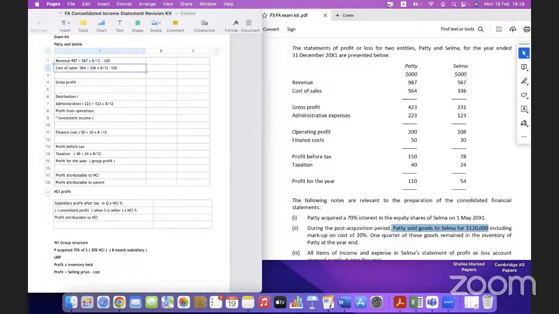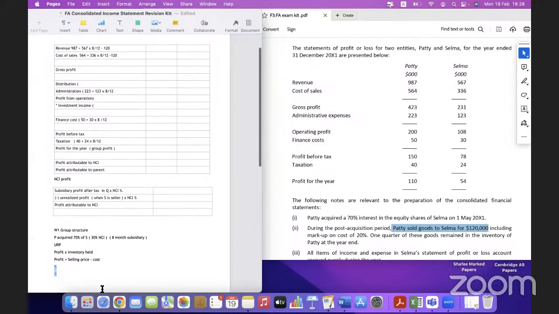Okay, now guys, like I said, don't forget, always when there is an intra-group sale and purchase, what will be the next adjustment always? The next adjustment will always be URP, exactly, unrealized profit. See, guys, including a markup of 20%, 1/4 of these remained in the inventory at the year end. There you go. That's a URP adjustment. Now let's start doing the URP adjustment. Okay, so let's see what's happening over here.